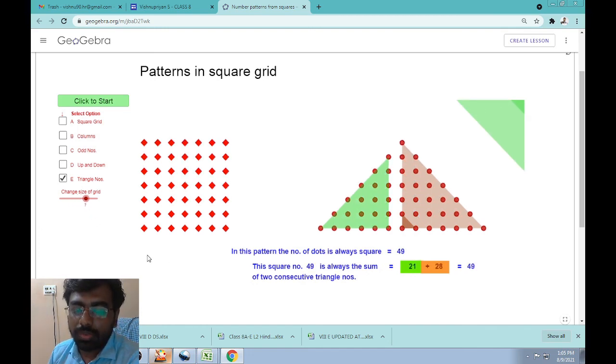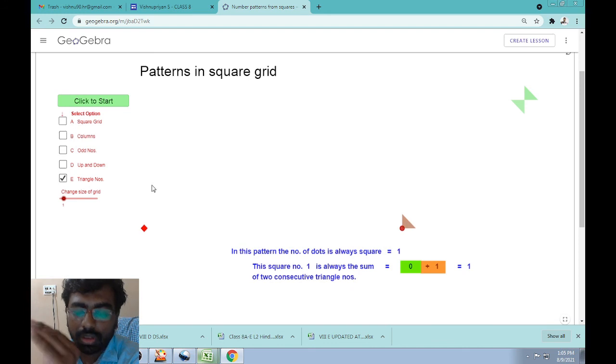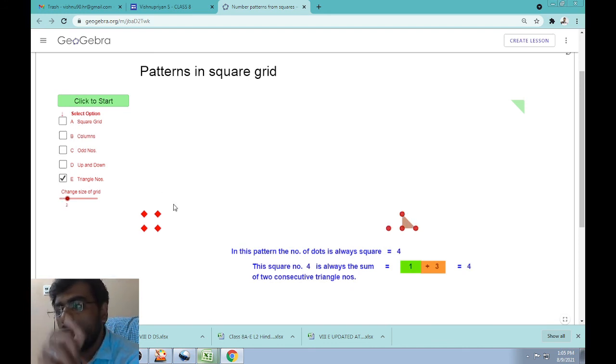So this is the observation part. For this also you have to do an observation part. We have to do observation for columns, for odd numbers, for up and down, for triangle numbers. So total 4 observations in 4 parts.